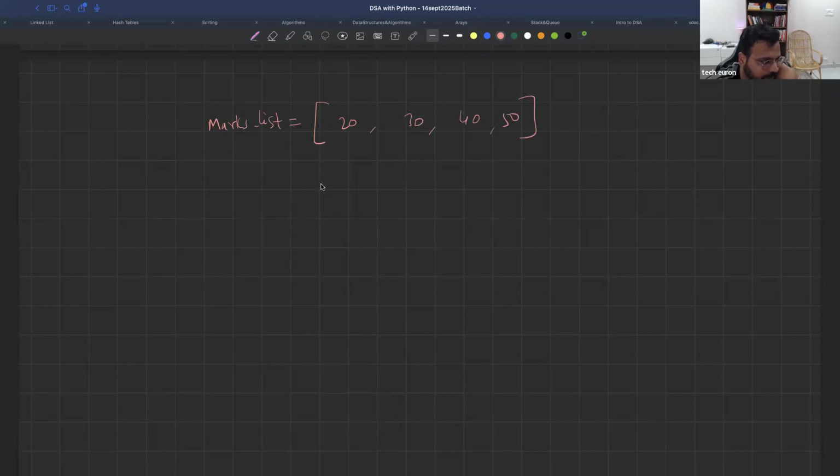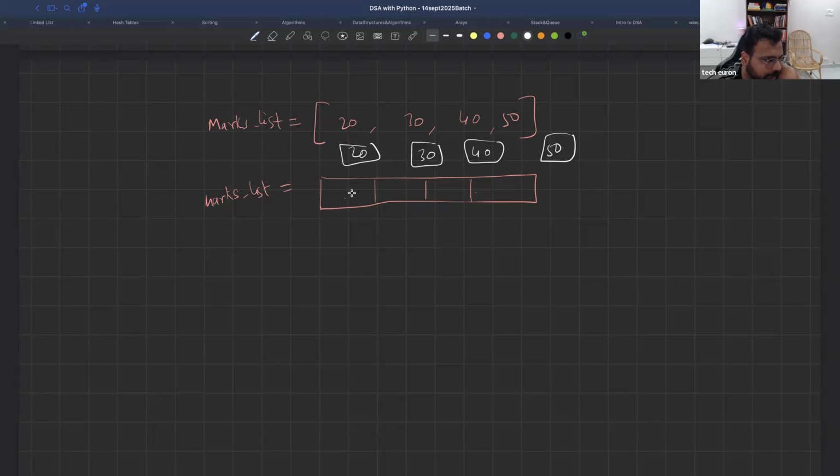So actually, you know that in memory location, marks list is not actually 20, 30, 40, 50. It is actually only storing the addresses of 20, 30, 40, 50. These are individually stored somewhere, and this is only storing the address of these.